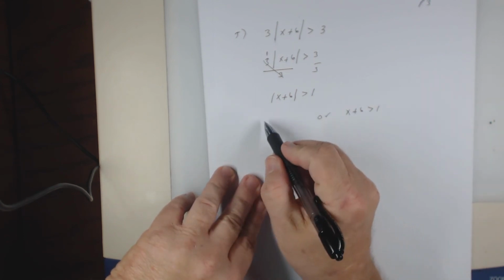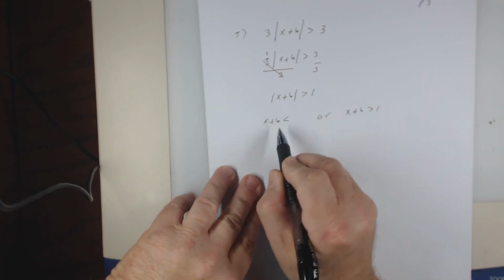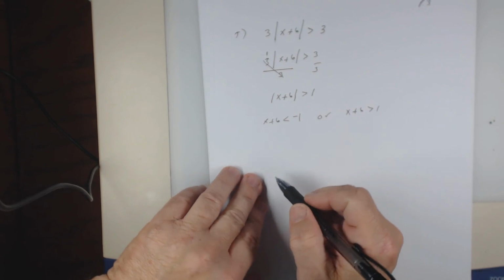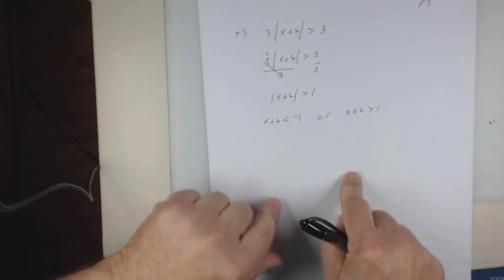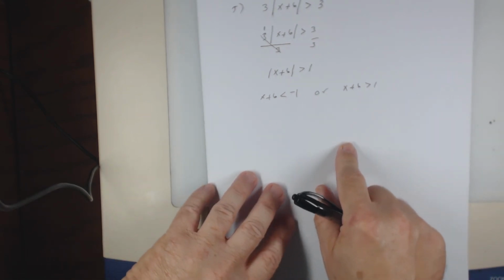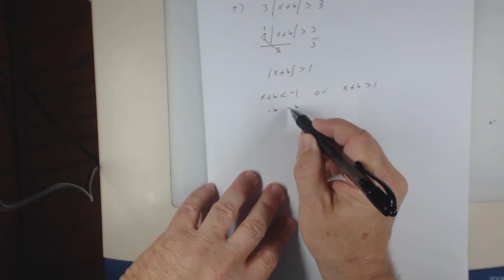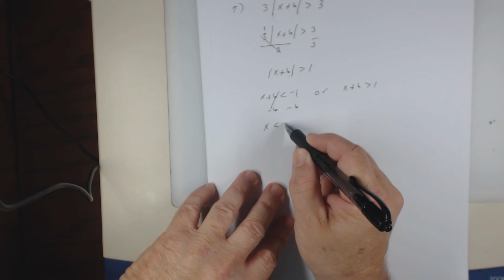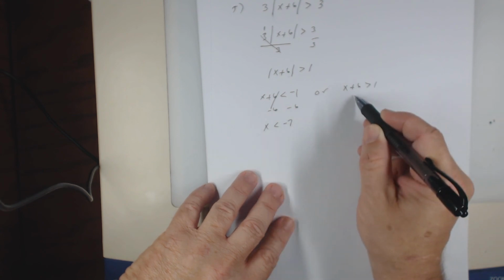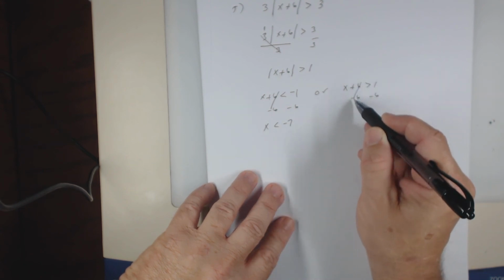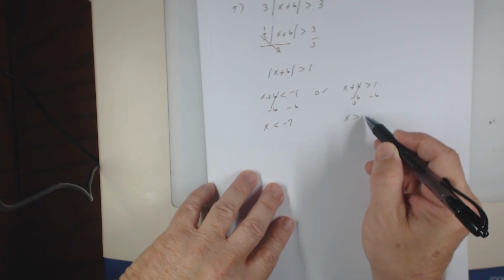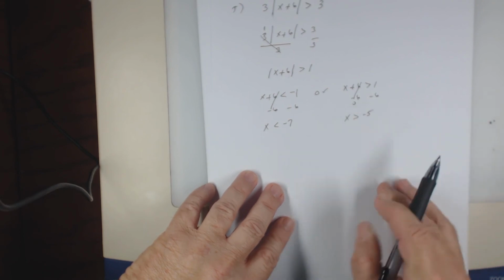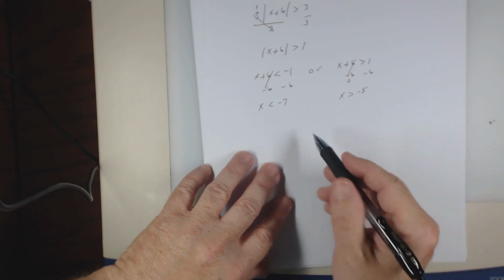So then x plus 6 also has to be what? Less than negative 1. And then there you go. You just solve each one. So subtract 6 from both sides. I get x is less than negative 7. Subtract 6 from both sides. Combine like terms. I get x is greater than negative 5. So you put that on a number line.